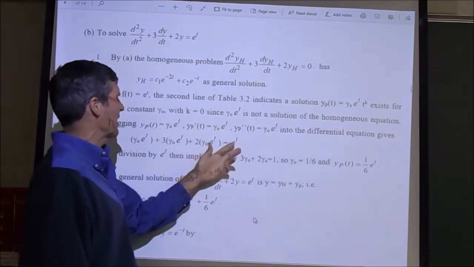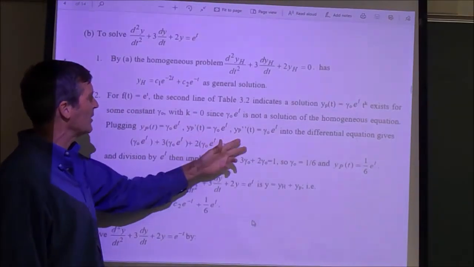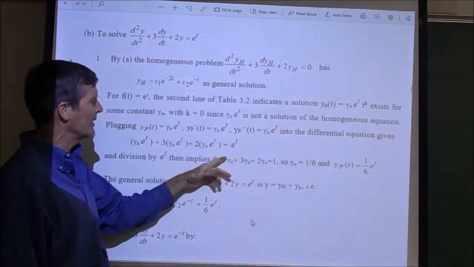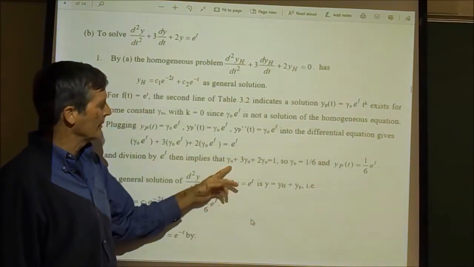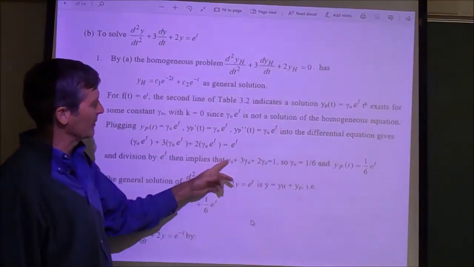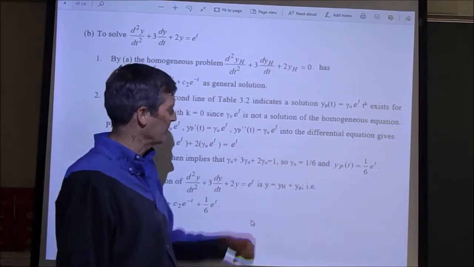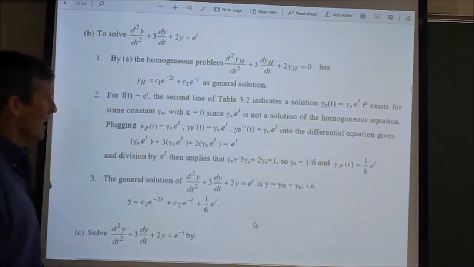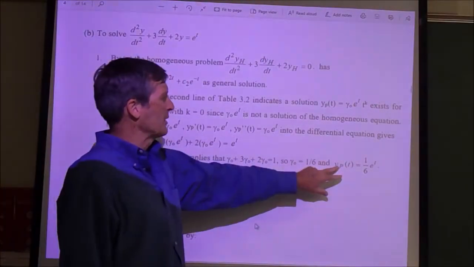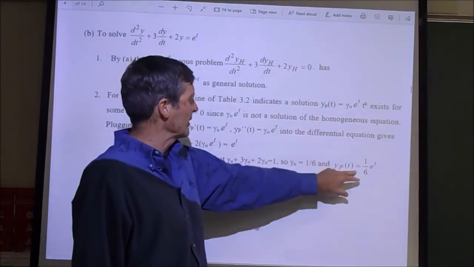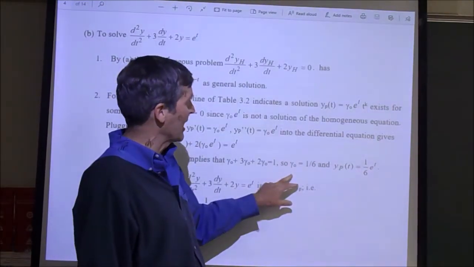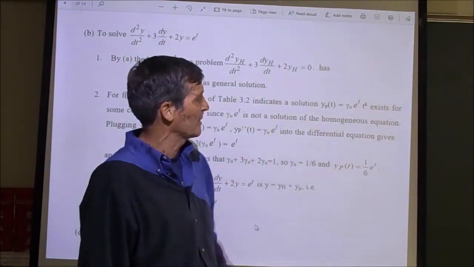But it amounts to the same. You're grouping all the e to the t terms equals 0. You can divide through by e to the t. You find that all this with the minus 1 over here is equal to 0, and gamma has to be 1/6. All right. So a particular solution was gamma 0 e to the t. We found out by plugging in that gamma 0 must be 1/6, so the particular solution is 1/6 e to the t.